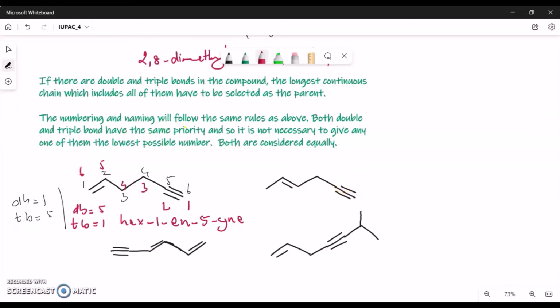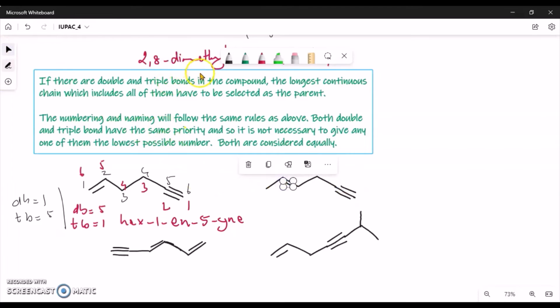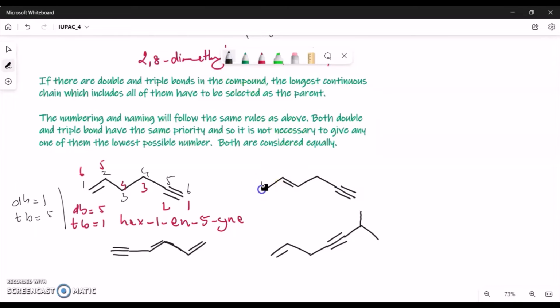Let us look at this one now. So here again, the numbering can be from here. The longest continuous chain containing both of them is already easy to know because there are no branches. If I take left to right, this will be the numbering. And if I take right to left, the numbering will be 1, 2, 3, 4, 5 and 6. Now here, if I go from right to left, the red way, the numbers will be 1 and 4. And for the black one, the numbers will be 2 and 5.